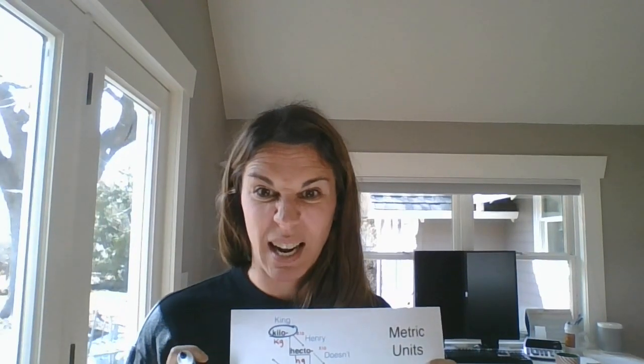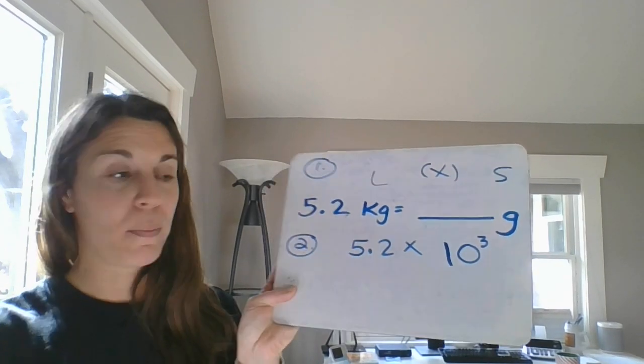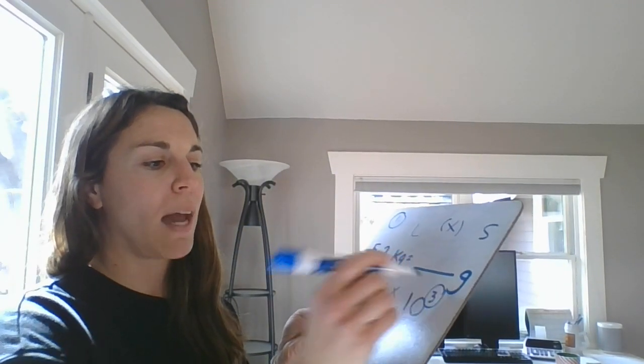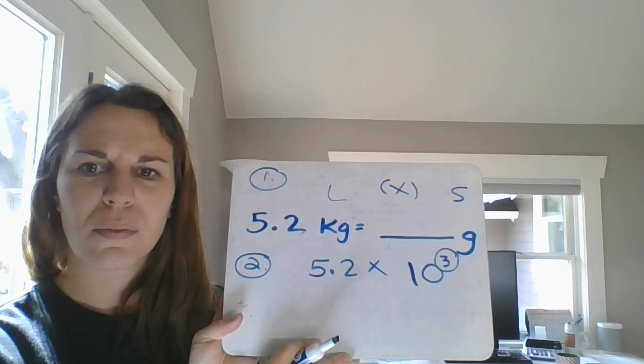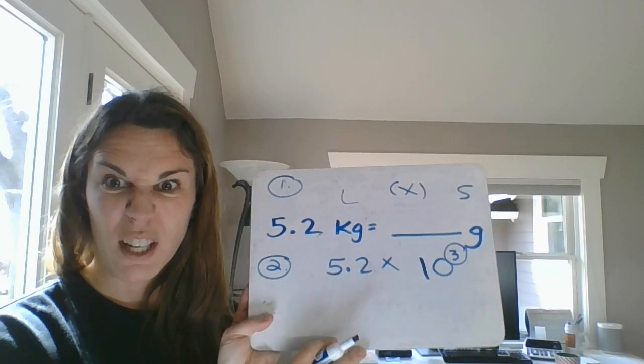So how many steps did I take? Yeah, I took 3 steps down. So here's my expression: 10 to the third power. And I always like to circle that exponent. Why? Yeah, because that's going to help me when I get to my shifting, which is step 3.